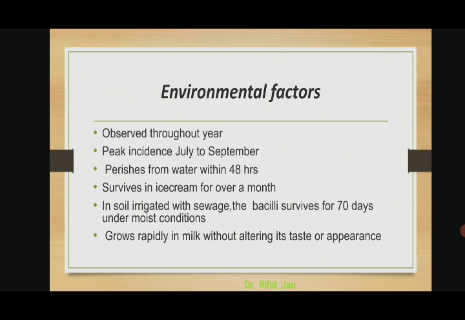Coming to the environmental factors, typhoid fever is observed throughout the year, the peak incidence being between July and September. It perishes in water within 48 hours, and it survives in ice or ice cream for over a month. In soil irrigated with sewage, the bacilli survive for 70 days under moist conditions and half of that period under dry conditions. It grows rapidly in milk without altering its taste or appearance.